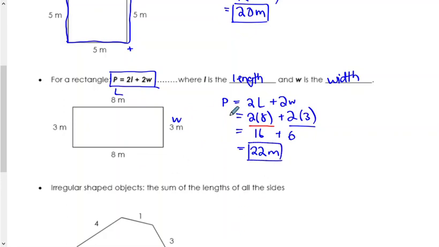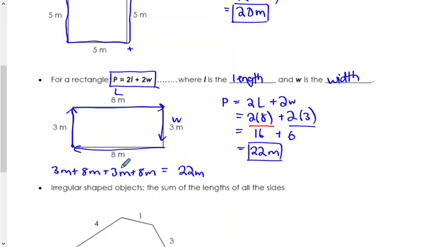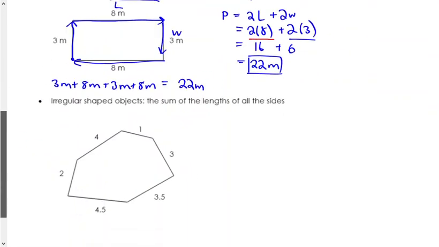Now, once again, you do not have to use this formula. You can just, okay, here, I'm going to start at this side, and I'm going to go along my perimeter. So here I have 3 meters plus 8 meters plus another 3 meters plus another 8 meters. And I add all those together, and I get 22 meters. So same thing, just whichever method you choose, remember, show your work.